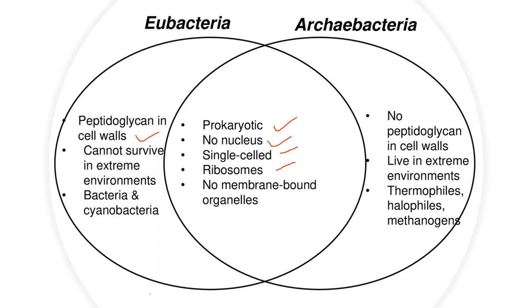As for the differences, for eubacteria, they have peptidoglycan in their cell wall, cannot survive in extreme environment, and the example of eubacteria is bacteria and cyanobacteria. As for the archaebacteria, they have no peptidoglycan in their cell wall, can live in very extreme environment, and the example of archaebacteria is thermophile, halophile, and methanogen.